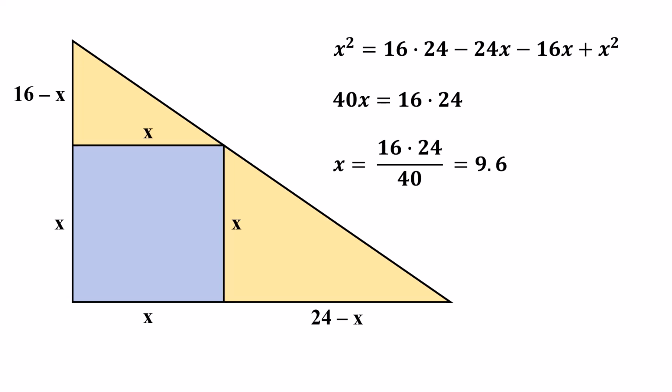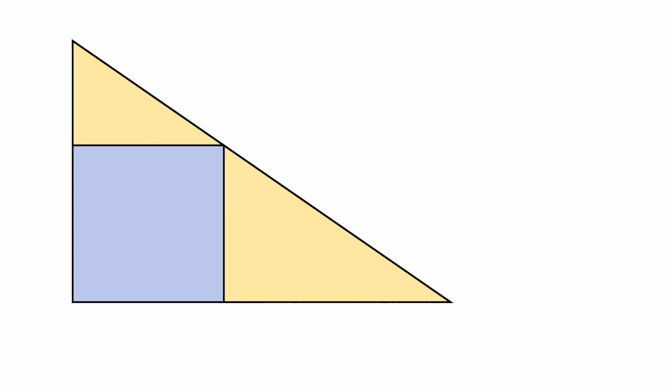Substituting this value, we find the length of the square is 9.6. Therefore, the area of the square is 9.6 squared, which equals 92.16. So, the area of the square is 92.16, and that's our answer.